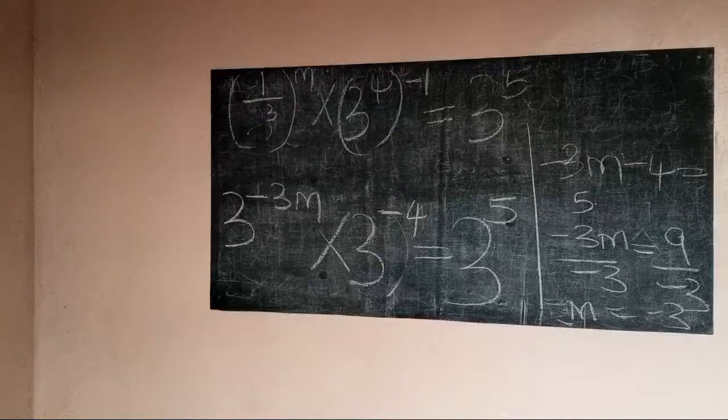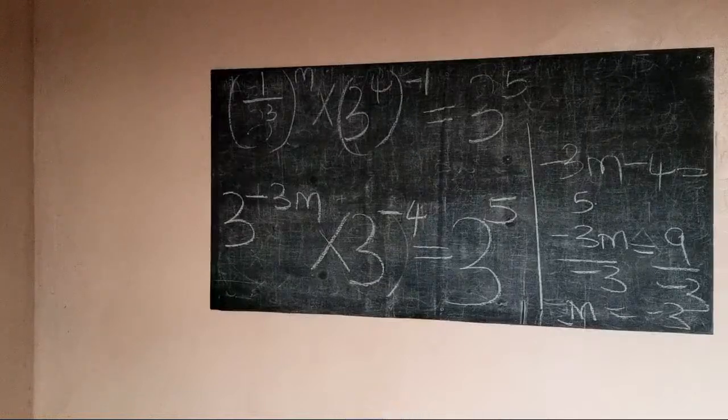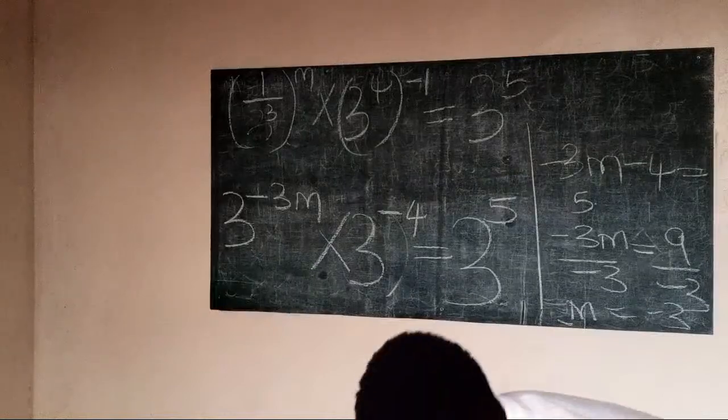Negative 3 is equal to easily 5. 5 plus 4, 9. I divide by -3. I divide by -3. And is equal to this is positive. You see the minus sign.